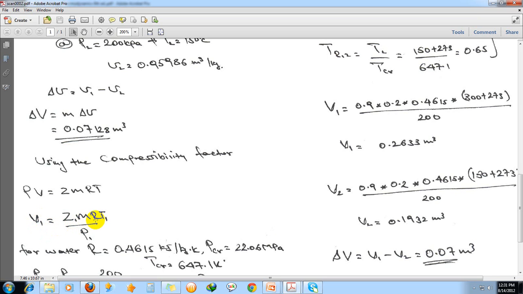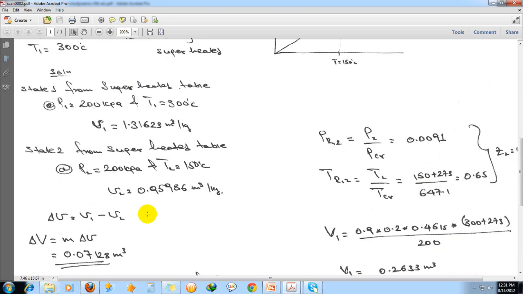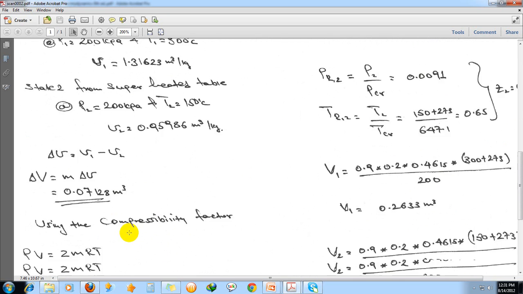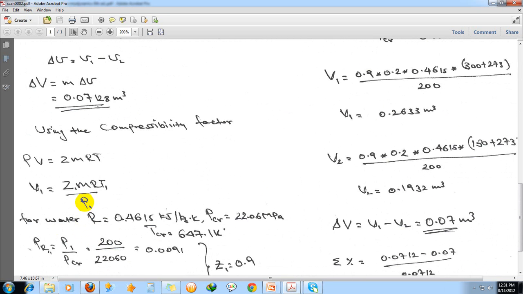Okay, mass and R are the same because R depends on the substance, and the substance is the same, it's water. So we have the same R value for state 1 and state 2. Again, M also has the same value for state 1 and state 2 because our system is a closed system, there is no mass transfer, so mass is constant and R is also constant.